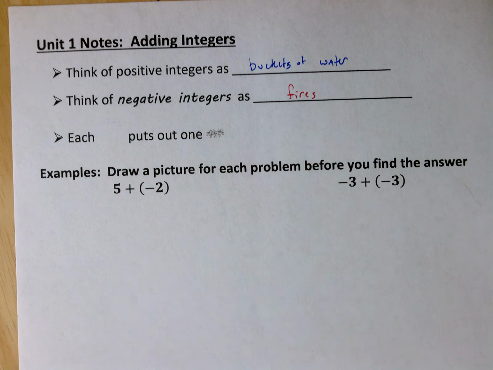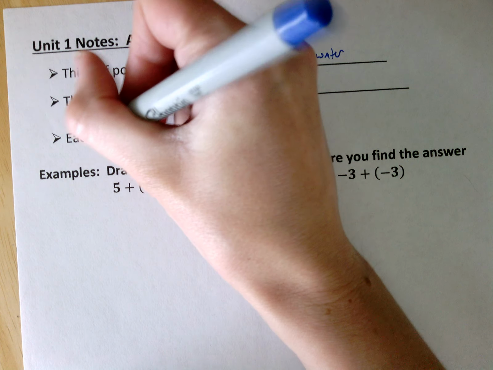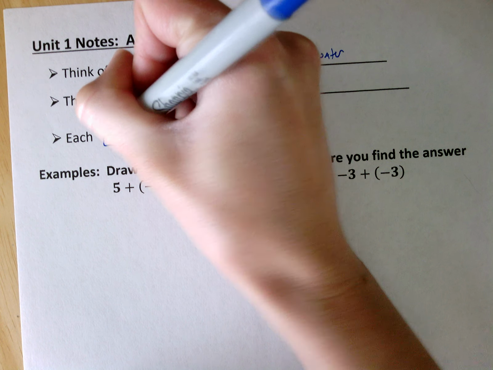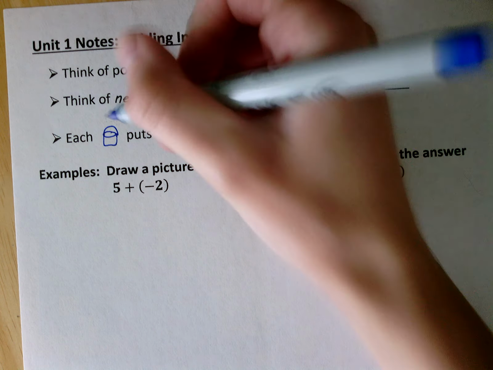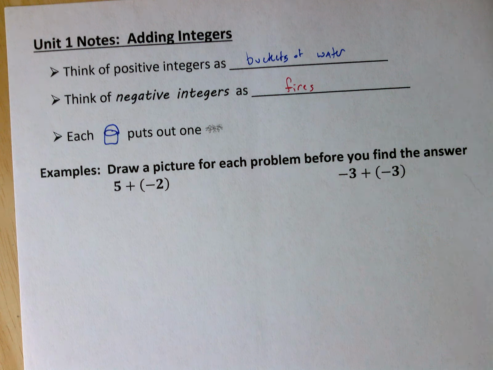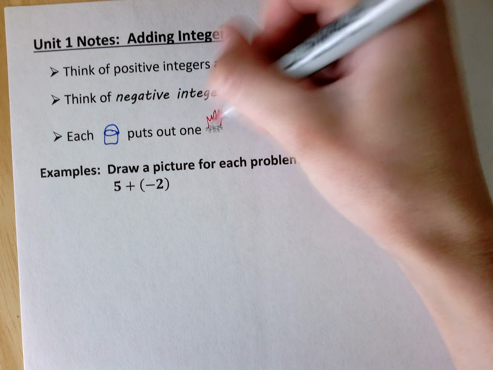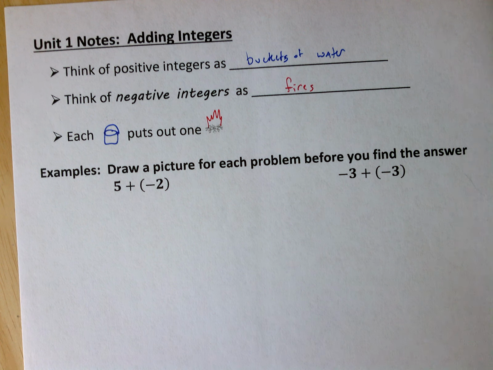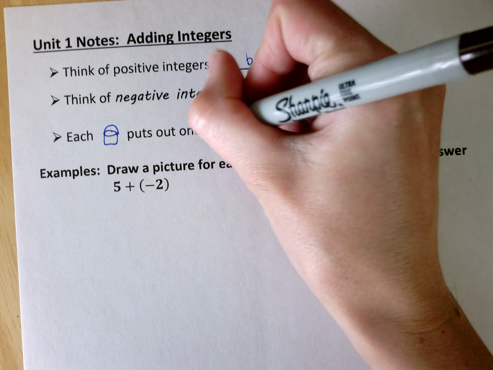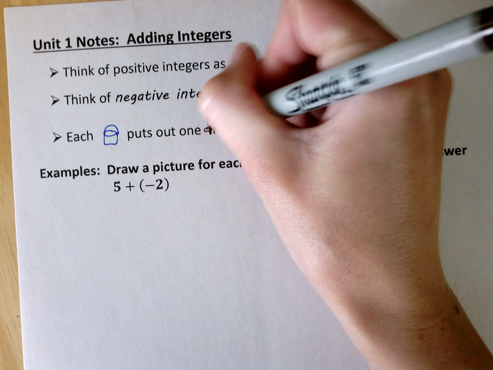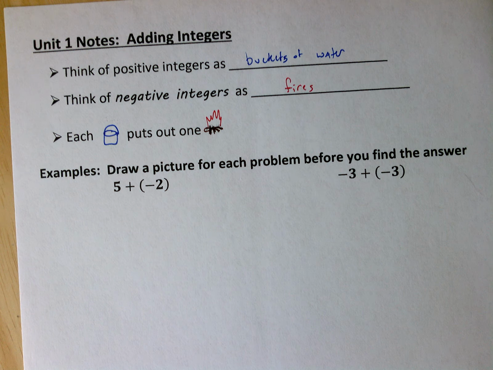Okay? So each bucket of water, I'm going to draw a little picture. I'm not a very good artist, you're going to have to bear with me a little bit, but here's my bucket of water. So every bucket of water puts out one fire. Again, I'm not really a great artist, but here's the logs and the fire. Sure, that looks good, right? So we got our buckets of water that put out fires.